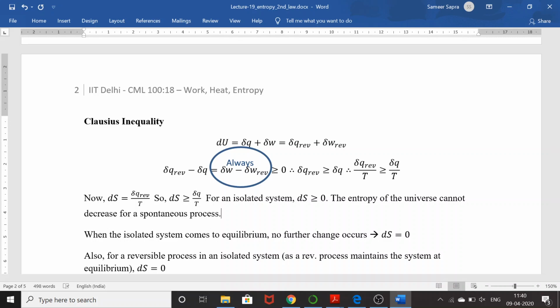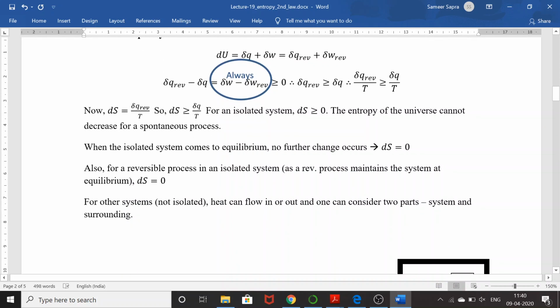And if you think of a reversible process in an isolated system, remember, a reversible process is always maintaining equilibrium. When we had a reversible expansion of gas, the external pressure was equal to the internal pressure, and it was always at equilibrium. I could reverse it at any time. So whenever it's an isolated system at equilibrium, again we know that the change in entropy is 0.